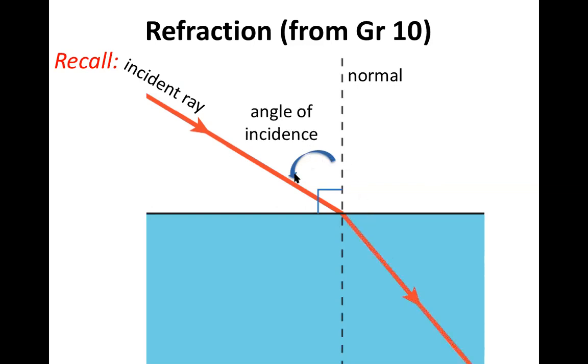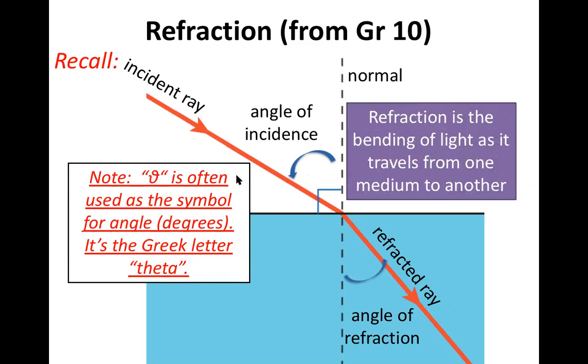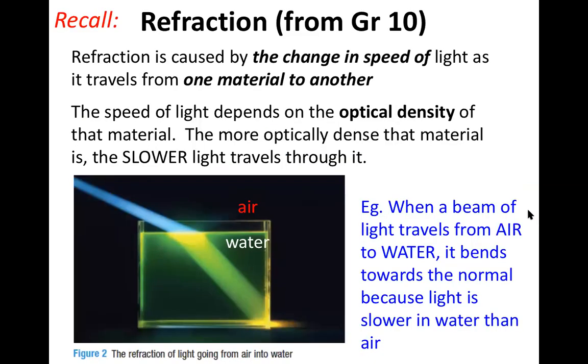In grade 10, we measured the angle from the incident ray to the normal. And then the light will bend because of a different speed, because of a different optical density. And we get this new angle, which is called the angle of refraction, which is the angle between the refracted ray and the normal. Theta is often used as the symbol for angle. It's the Greek letter theta. And refraction is the bending of light as it travels from one medium to another.